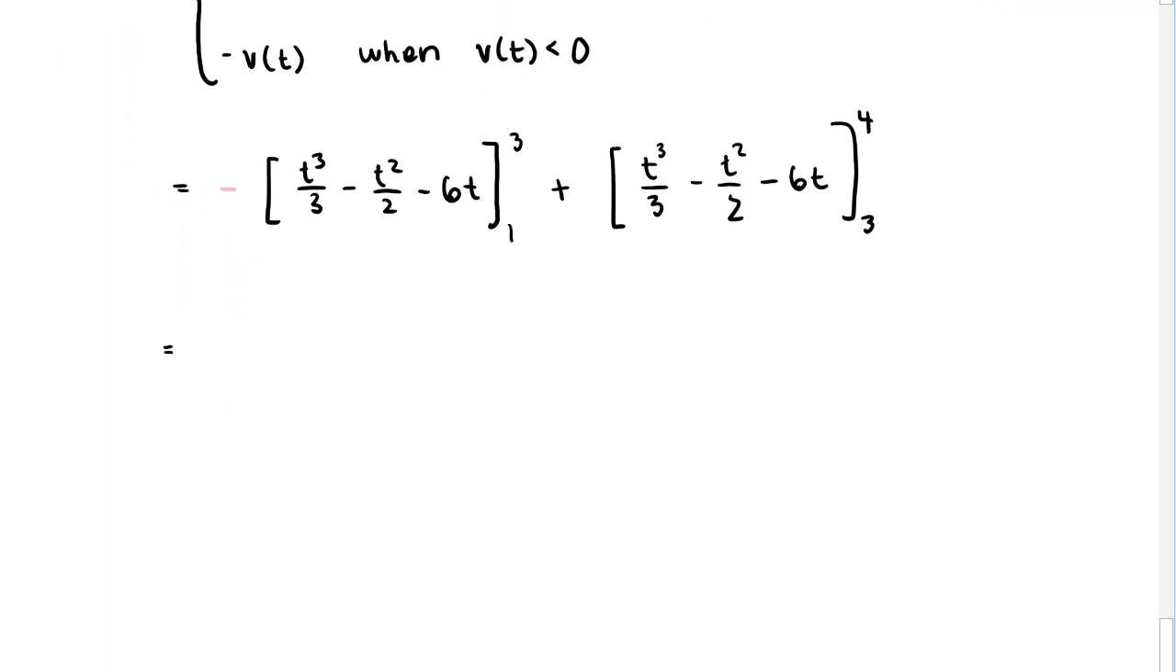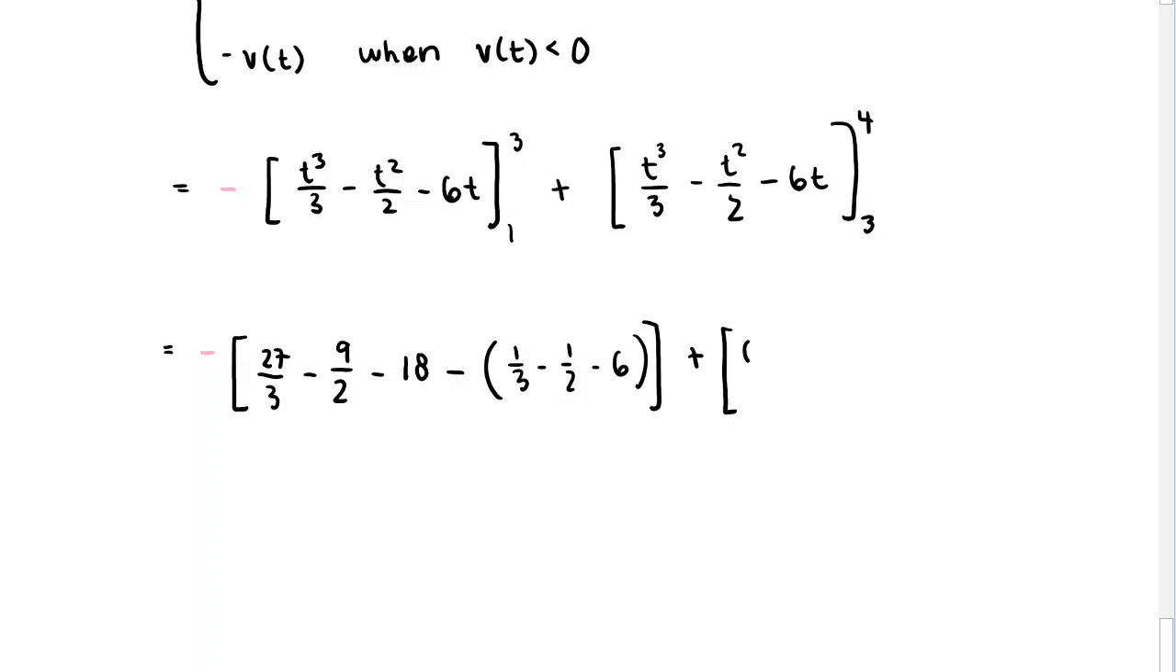Let's maybe not work this out completely, but at least let's do the next step. So here we still have that negative sign. We evaluate this expression at 3, evaluate it at 1, and take the difference. So here we get 3 cubed is 27 over 3 minus 9 over 2 minus 18. And then we subtract away what we get when we evaluate it at 1, so 1 third minus 1 half minus 6. So that's that first integral from 1 to 3. And then we're adding on the integral from 3 to 4. So this is 64 over 3 minus 16 over 2 minus 24. We subtract off what we get from evaluating at 3, which is what we computed earlier, so 27 over 3 minus 9 halves minus 18.